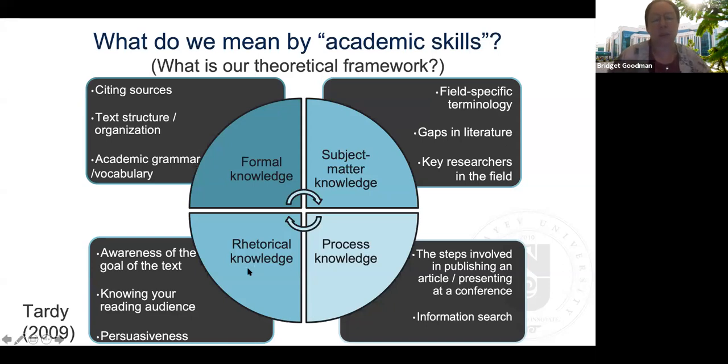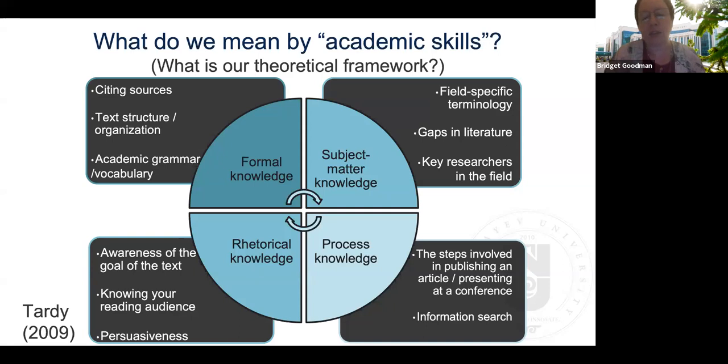The third type, which in our study, and we used a slightly different framework, but in our institutional study we found is rather challenging for students, is rhetorical knowledge. And in this case, rhetorical knowledge is defined as knowing how to communicate with your audience. So being aware of the goal of the text. Why am I writing this essay?